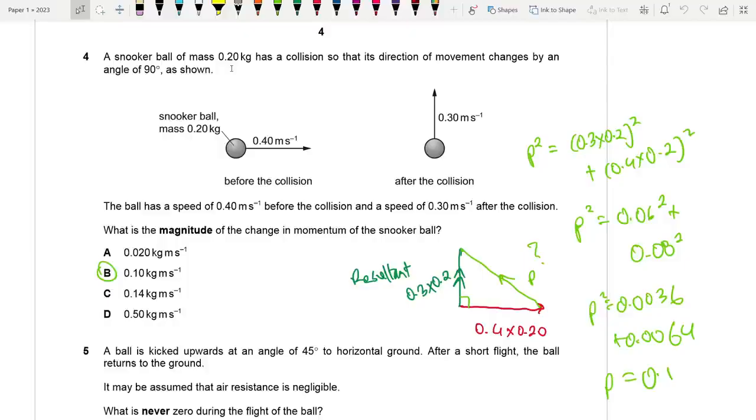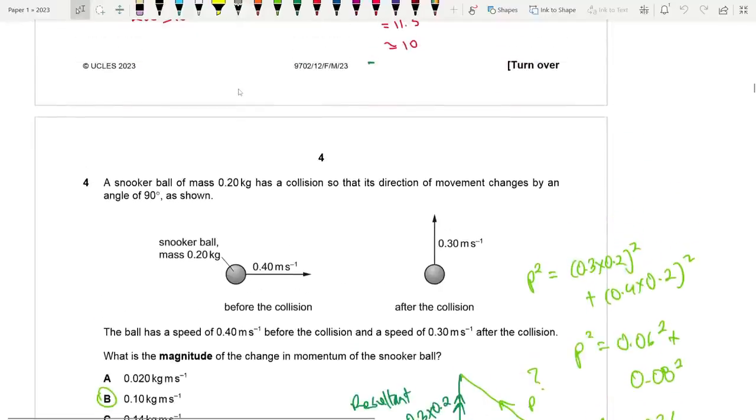The ball has a speed of 0.40 meters per second before the collision and a speed of 0.30 meters per second after the collision. What is the magnitude of the change in momentum of the snooker ball? So basically, before the collision, we were moving like this, and after the collision, we move like this upwards.